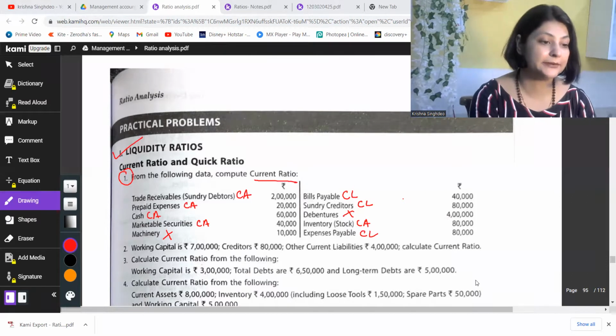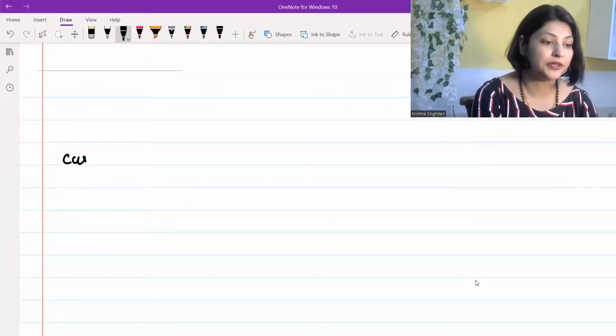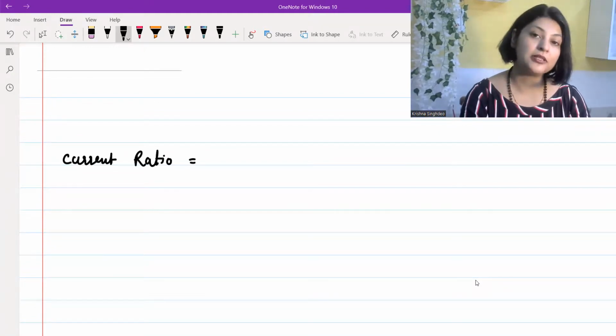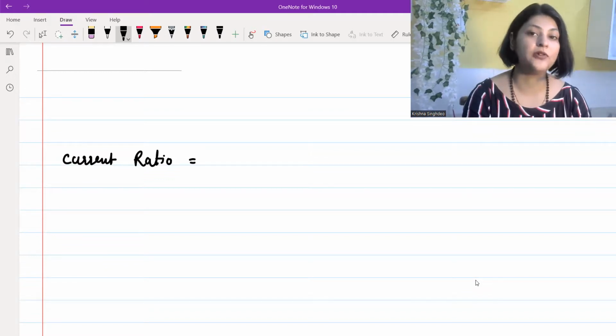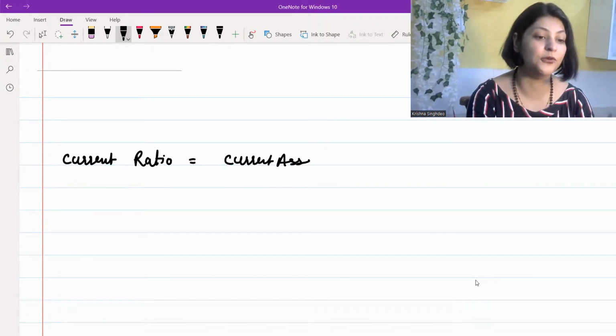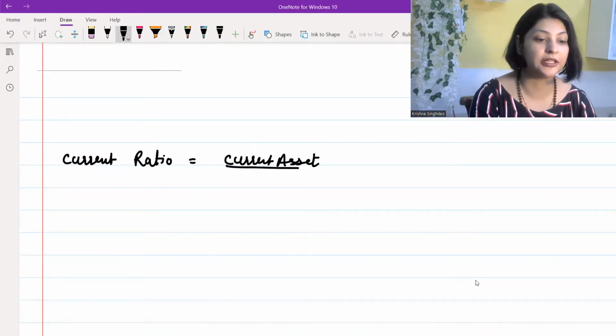First of all, you will have to write what is current ratio. Always start your question by writing the formula of the ratio, because if you do not write the formula of the ratio and you start solving the question directly, you may lose your marks. So current ratio is current assets upon current liabilities. Here again, I want to warn you that do not use any shortcut in the exam.